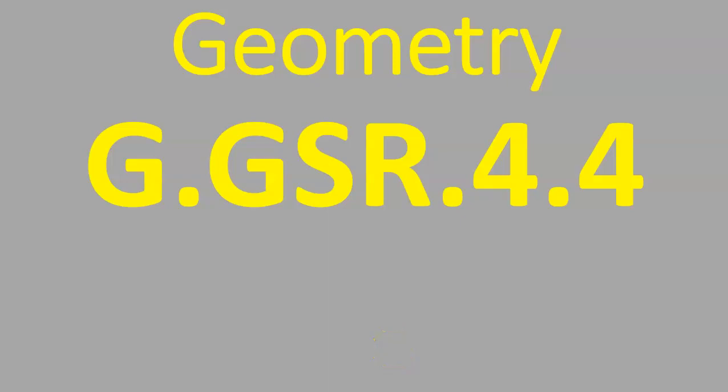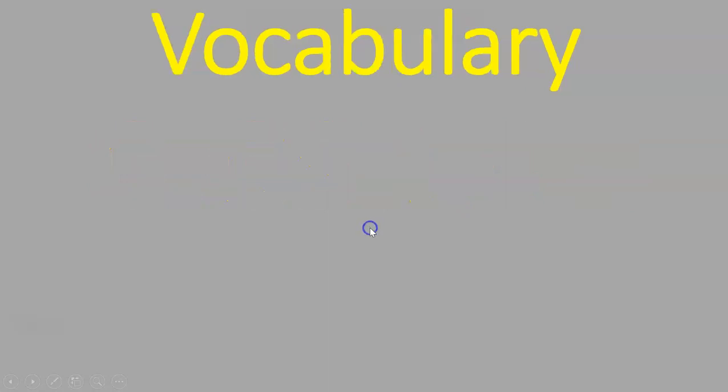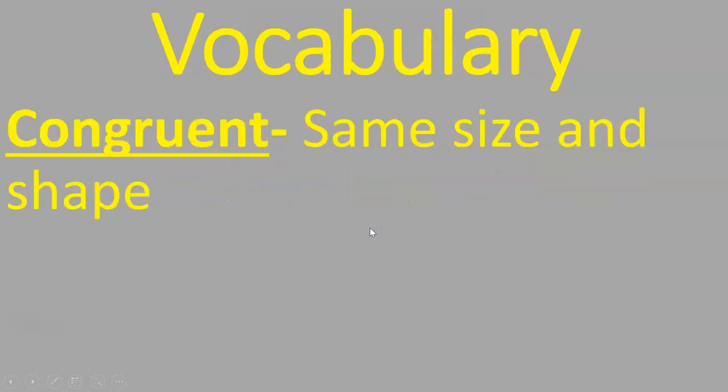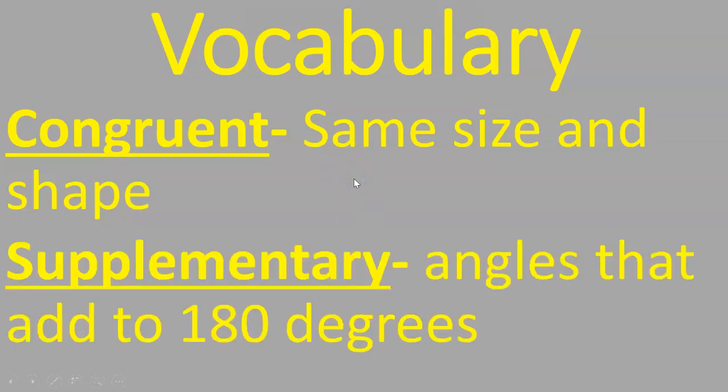Here we have geometry, geometric and spatial reasoning, standard 4.4. Looking at some vocabulary here, congruent is a word that you hear many times in geometry that means the same size and shape. In this instance, if we're talking about segments, we're talking about the same length. If we're talking about angles, we're talking about the same measure. Supplementary are angles that add up to 180 degrees. Those are important definitions that you will see repeatedly.